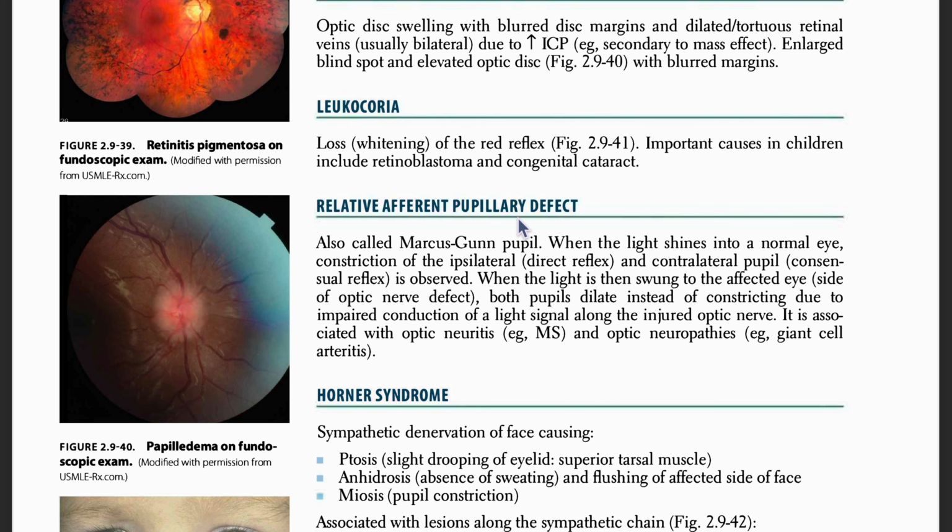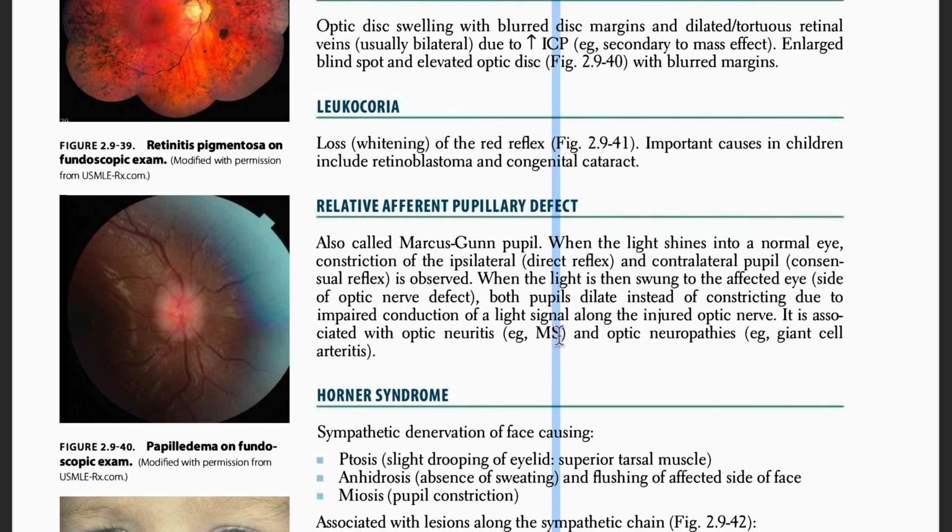Relative afferent pupillary defect, also called Marcus Gunn pupil. When the light shines into a normal eye, constriction of the ipsilateral direct reflex and contralateral pupil consensual reflex is observed. When the light is then swung to the affected eye, the side of the optic nerve damage, both pupils dilate instead of constricting due to impaired conduction of the light signal along the injured optic nerve. It is associated with optic neuritis, for example, in multiple sclerosis.